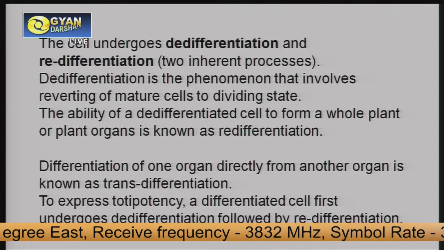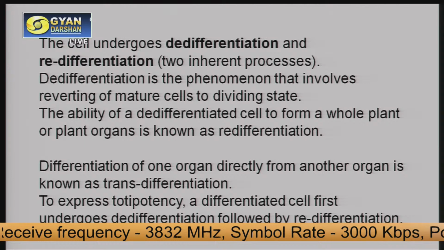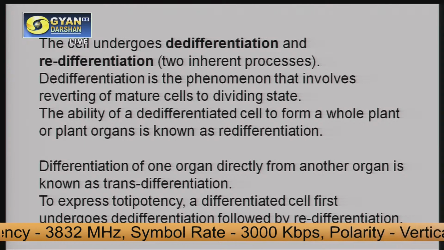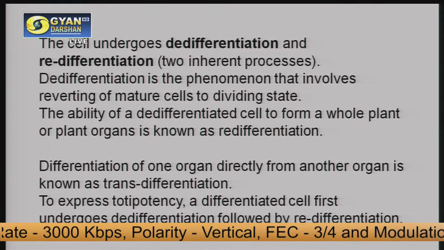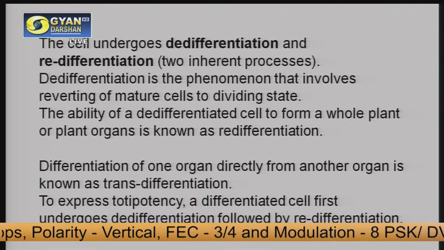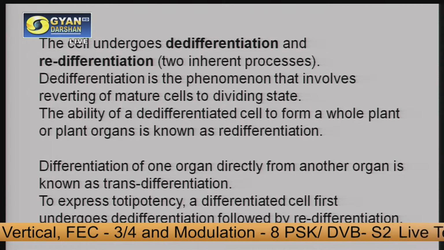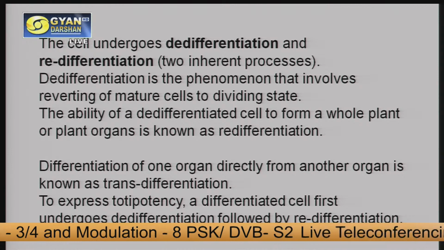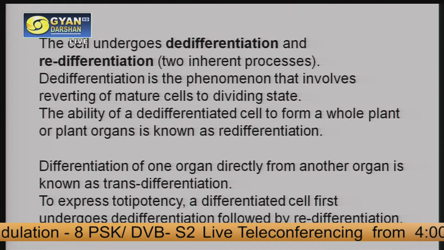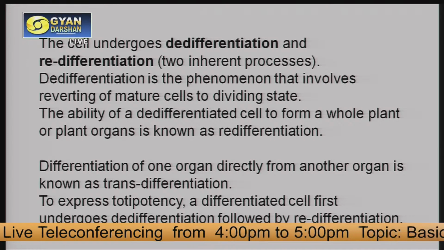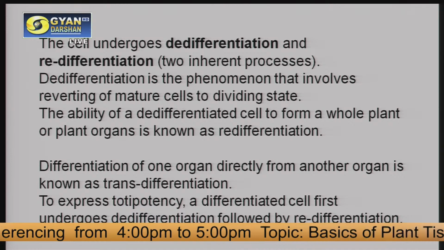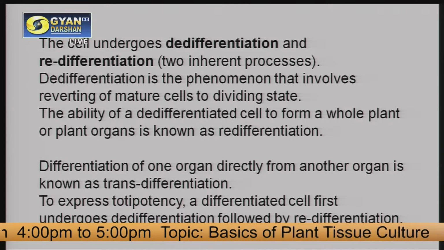And to express totipotency, a differentiated cell first undergoes dedifferentiation followed by redifferentiation. So, in any tissue culture process, there have to be these two processes. That is, first there should be a dedifferentiation, that is from matured cell to dividing cell, and then there would be a redifferentiation, that is the dividing cell finally again gives rise to a whole plant. That means again it gets converted into a matured plant.